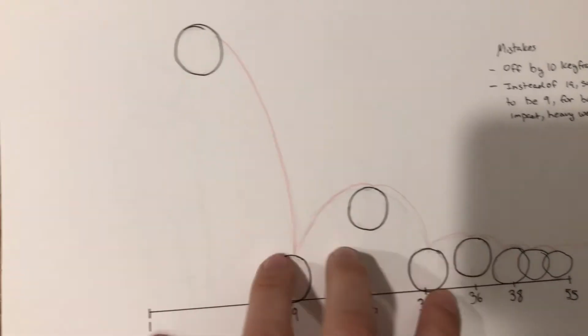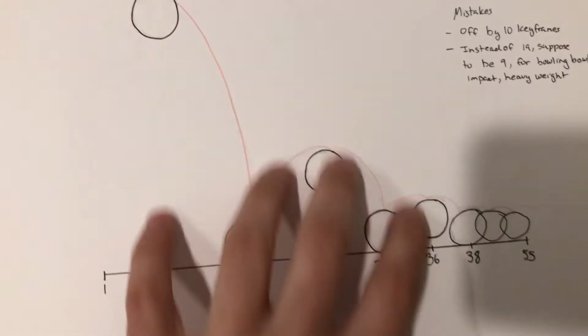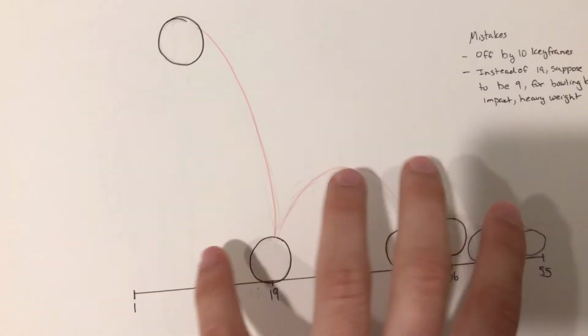A bowling ball has less impact because it's a heavier and bigger ball. So there's gonna be less bouncing and less rolling. It'll stop because of the force.